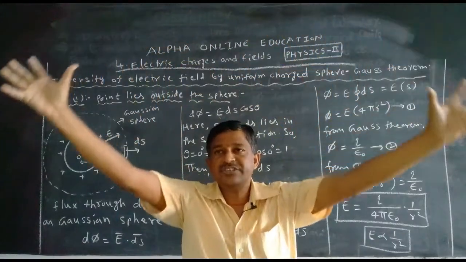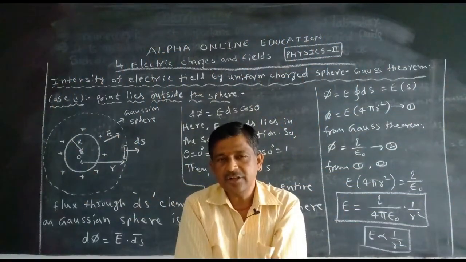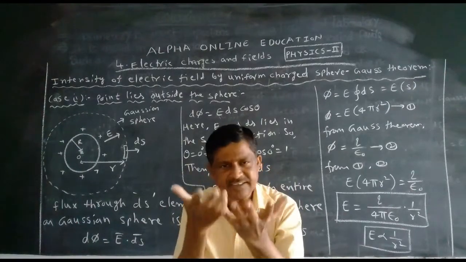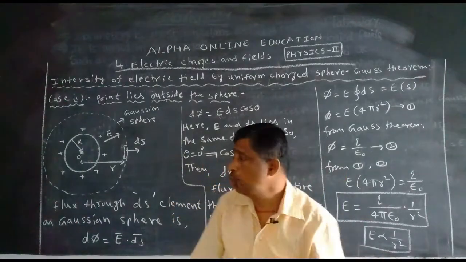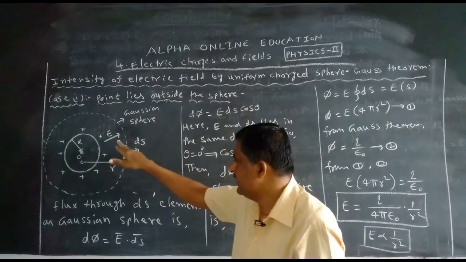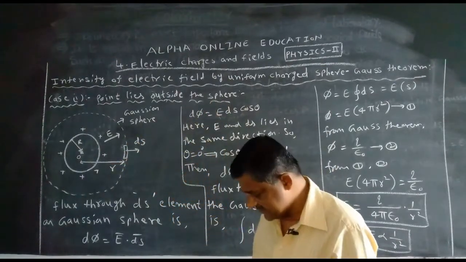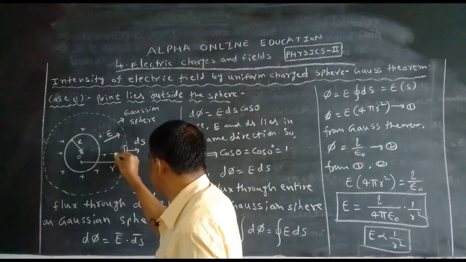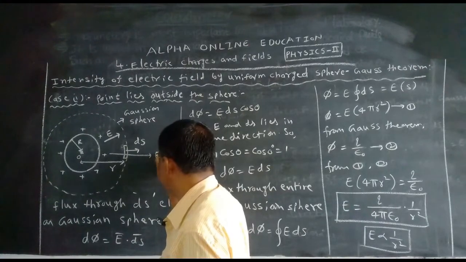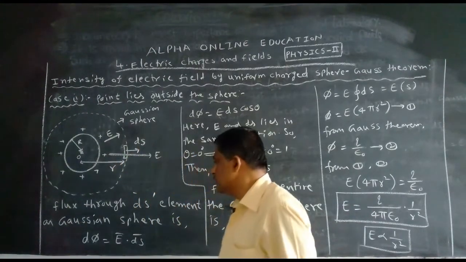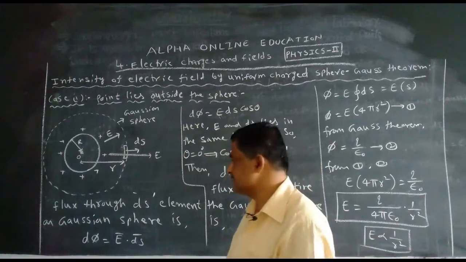But it is a Gaussian surface. On the Gaussian surface we take one small element ds. It is a vector, acts in which direction? Outwards. So ds is in this direction. Intensity of electric field is in this direction. Means we can draw the intensity of electric field in this direction also. So E and ds are both in the same direction.